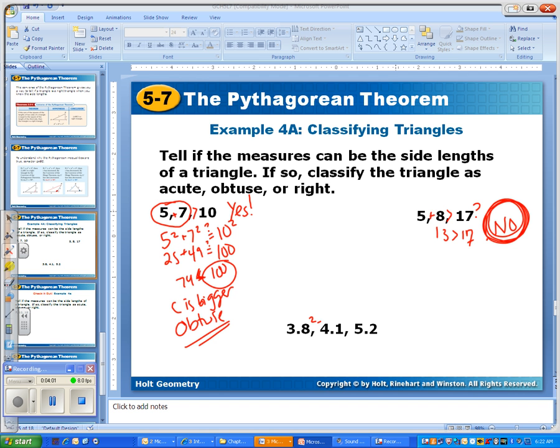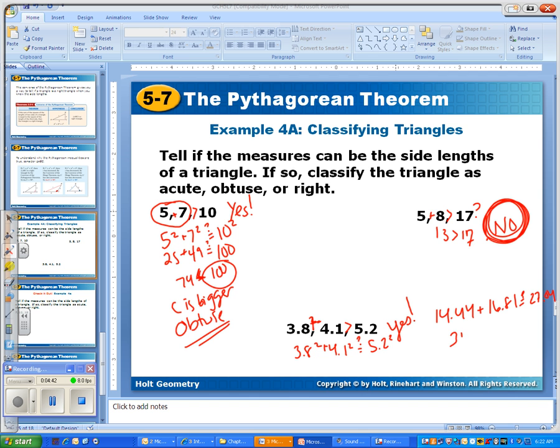Check to see if it's a triangle. 3.8 plus 4.1, is it going to be bigger than 5.2? Yes, so we know it's a triangle. Now 3.8 squared plus 4.1 squared, is that equal to 5.2 squared? If it is, then it's a right triangle, right? So 3.8 squared is 14.44. 4.1 squared is 16.81. And is that equal to 5.2 squared, which is 27.04? So add up 14.44 and 16.81.